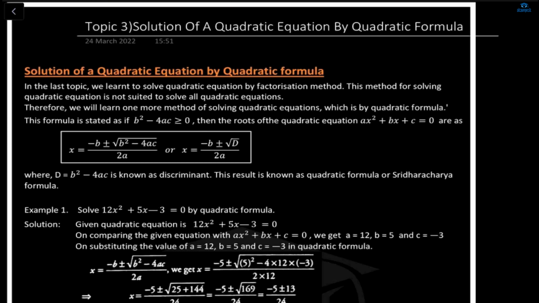In fact, the quadratic formula will work in all the cases. So you can solve all quadratic equations with the help of the quadratic formula. Now, what is the quadratic formula?